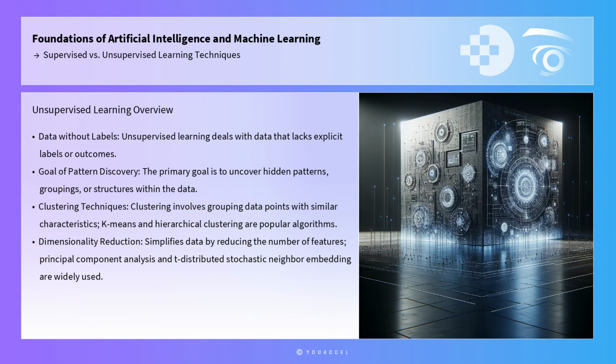On the other hand, unsupervised learning deals with data that lacks explicit labels or outcomes. The primary goal is to uncover hidden patterns, groupings, or structures within the data. Clustering and dimensionality reduction are the two main types of unsupervised learning techniques. Clustering involves grouping data points with similar characteristics, while dimensionality reduction simplifies data by reducing the number of features. K-means and hierarchical clustering are popular clustering algorithms, while principal component analysis and T-distributed stochastic neighbor embedding are widely used for dimensionality reduction.